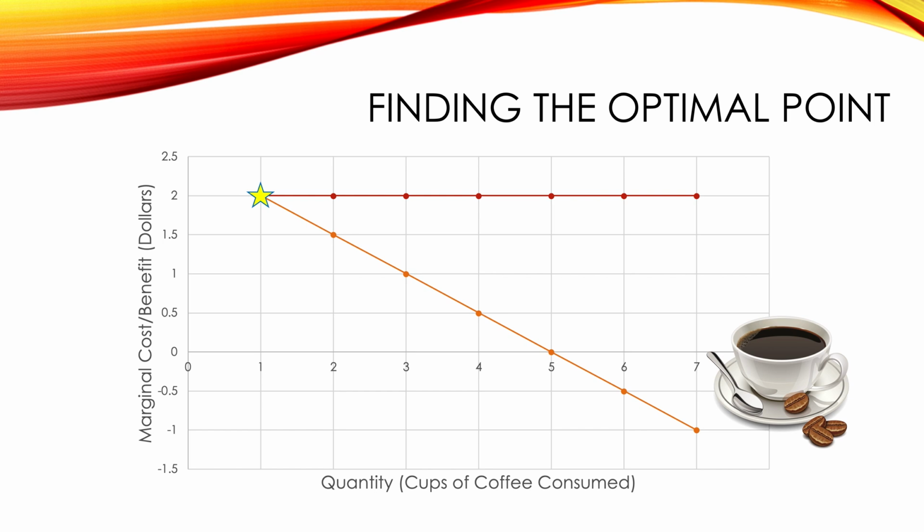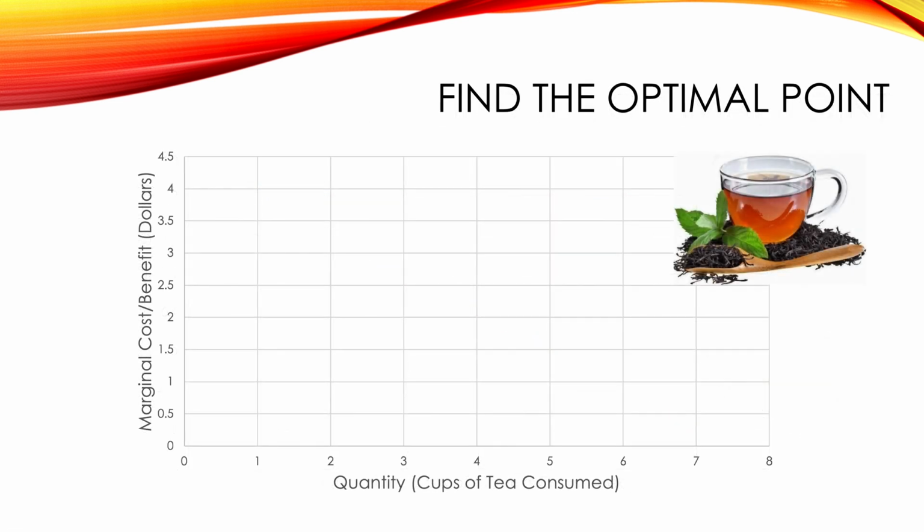It only actually gets worse the more that I do, because that second cup of coffee cost me $2, but I only get $1.50 worth of marginal benefit from it. The third cup of coffee costs $2. This one only gives me $1 worth of marginal benefit. And so the correct answer, the optimal number of cups of coffee to drink, is 1. But that was a weird looking graph. So let's do a different graph and see what this usually looks like.